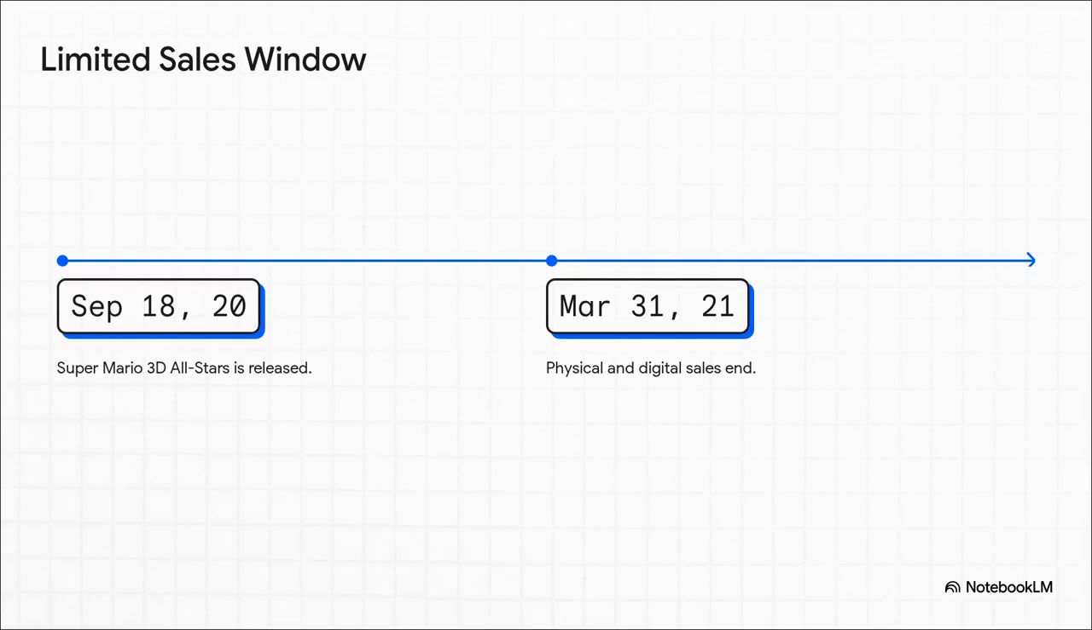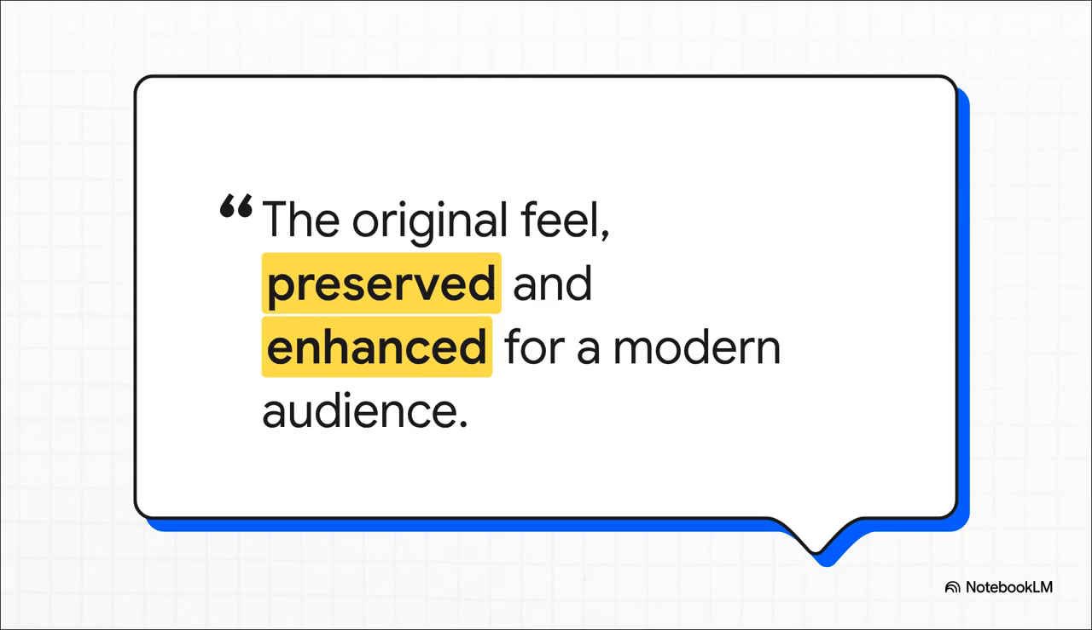The game came out in September of 2020 and was then completely pulled from both the digital eShop and physical stores on March 31st, 2021. That's it. Just about 6 months. This strategy, fear of missing out, instantly turned the collection into a collector's item and a really weird moment in gaming history. But at the end of the day, what the NERD team achieved was just remarkable.